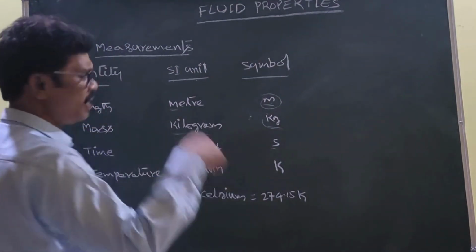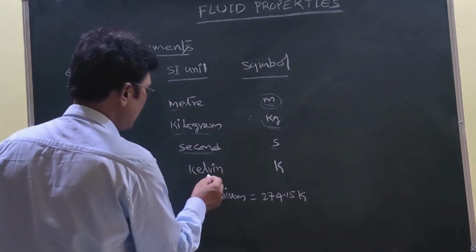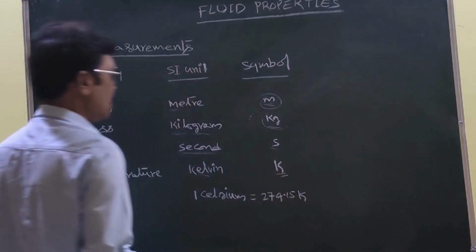So, not only that, for different purposes in engineering and in nature, we have to fix temperature in Kelvin. The symbol is capital K, capital K.